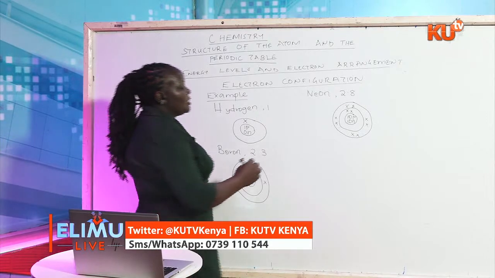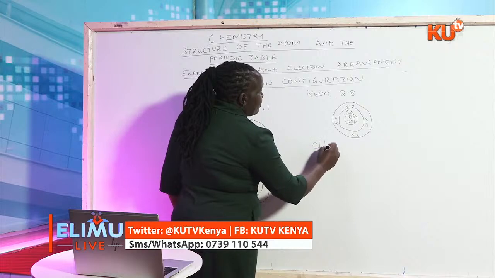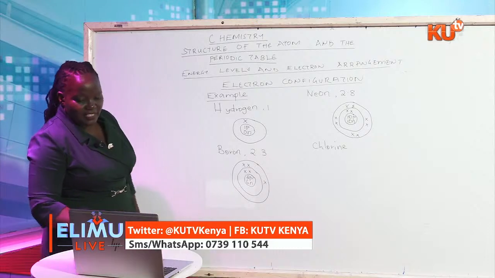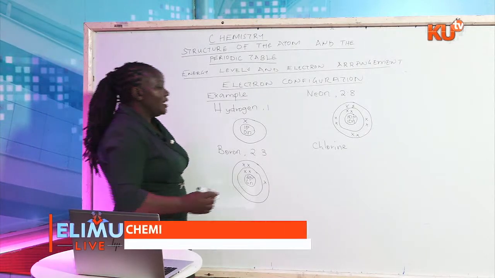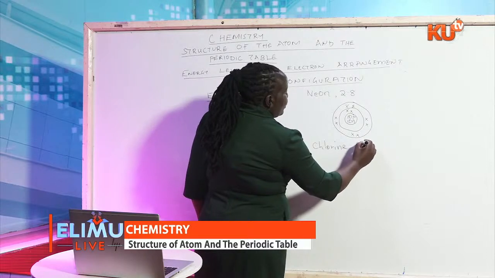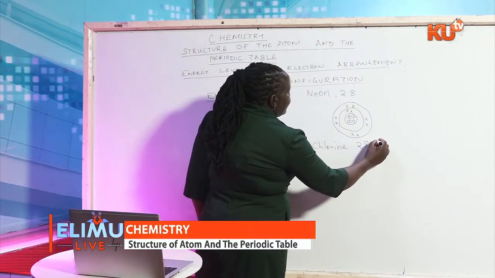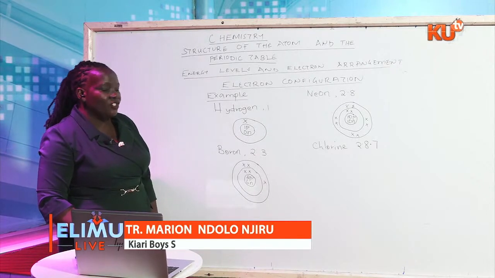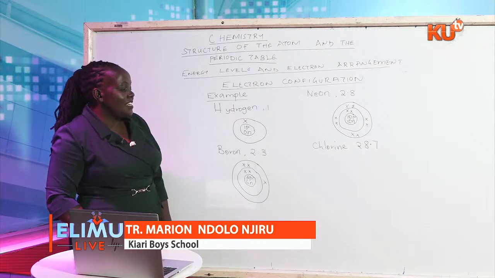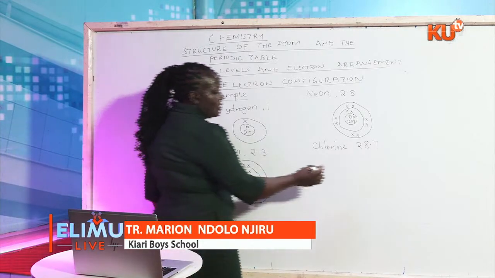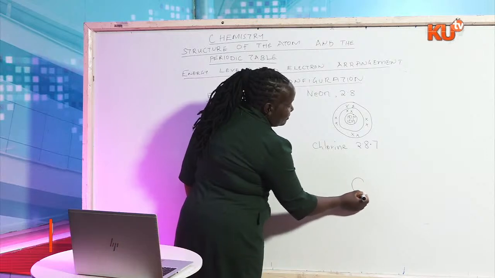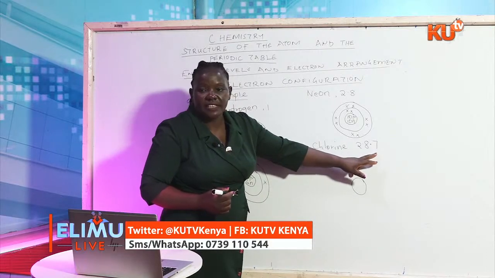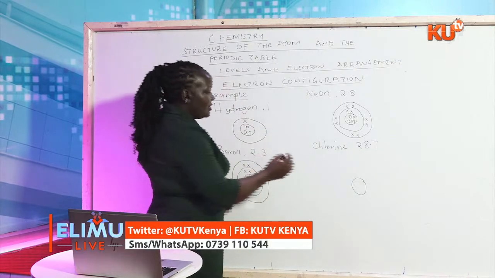Next, we looked at chlorine, which we said has 17 electrons. Therefore, its electron arrangement is 2, 8, 7. So this one has 3 energy levels. The first thing is we have said we start with the nucleus. So we have the nucleus there. Then this one has 1, 2, 3. It has 3 energy levels.